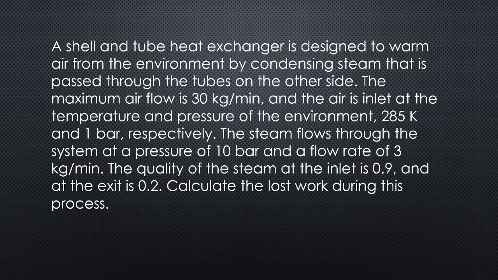A shell and tube heat exchanger is designed to warm air from the environment by condensing steam that is passed through the tubes on the other side. The maximum airflow is 30 kilograms per minute, and the air is inlet at the temperature and pressure of the environment, 285 Kelvin and 1 bar respectively. The steam flows through the tube at a pressure of 10 bar and a flow rate of 3 kilograms per minute. The quality of the steam at the inlet is 0.9 and the exit is 0.2. Calculate the lost work during this process.